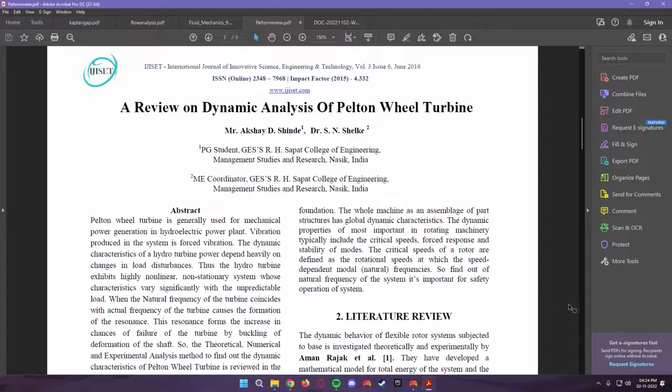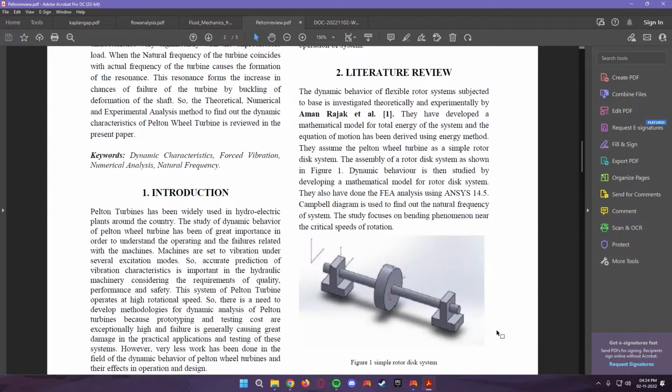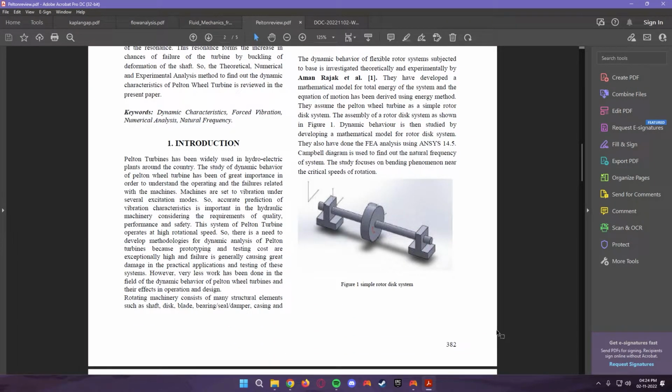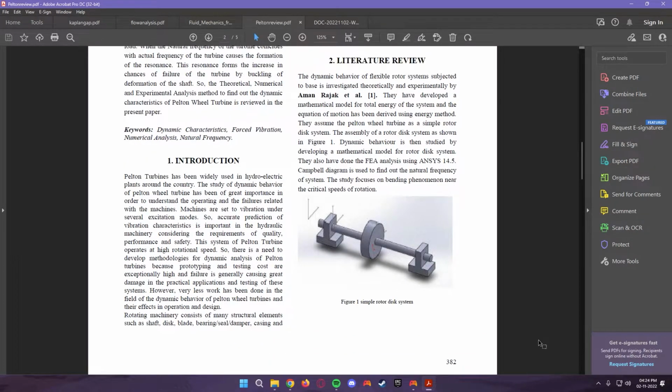First of all, a review of a review on the dynamic analysis of Pelton wheel turbine. Introduction part. Pelton turbine has been widely used in hydroelectric plants around the country. The study of the dynamic behavior of Pelton wheel turbine is of great importance in order to understand the operating and failure issues related to the mechanism.